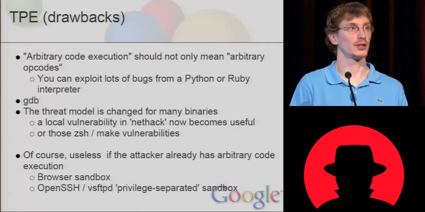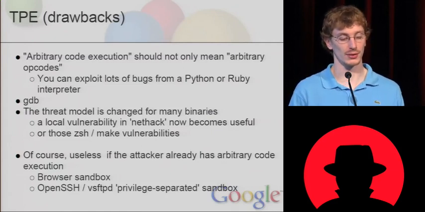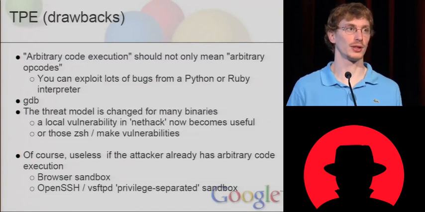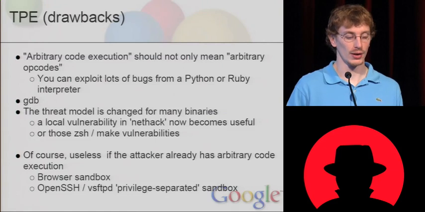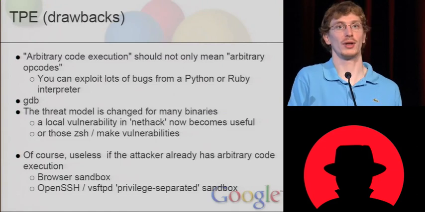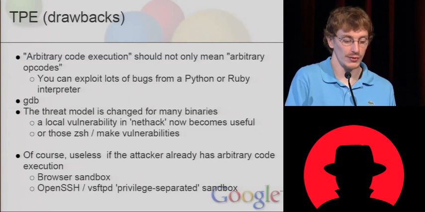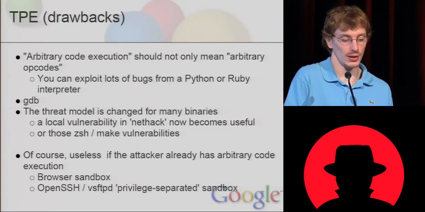You can exploit lots of kernel bugs from a Python or a Ruby interpreter. So if Python or Ruby are in your trusted path, you can just exploit kernel bugs through this. Also, if you think about powerful executables such as GDB, you can do whatever you want through GDB. So if you have access to GDB, you can obviously run arbitrary code.